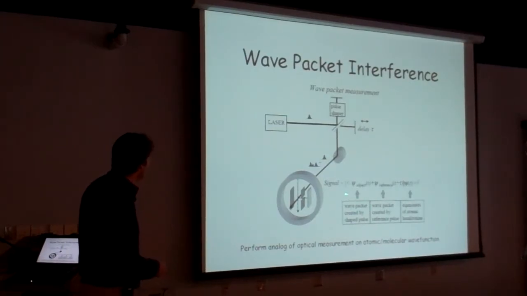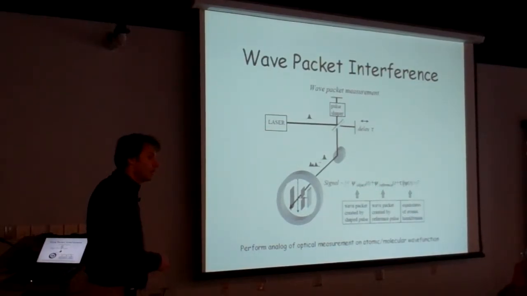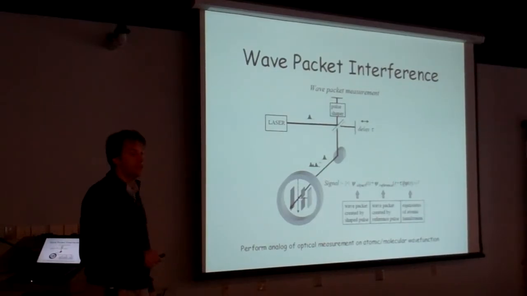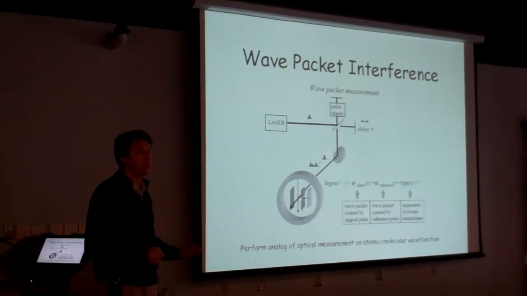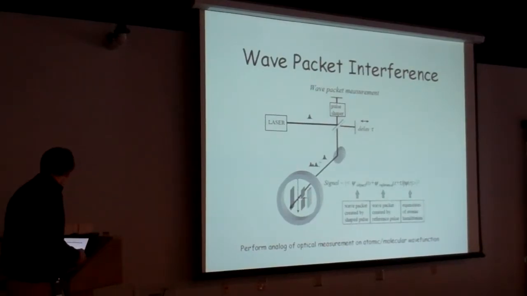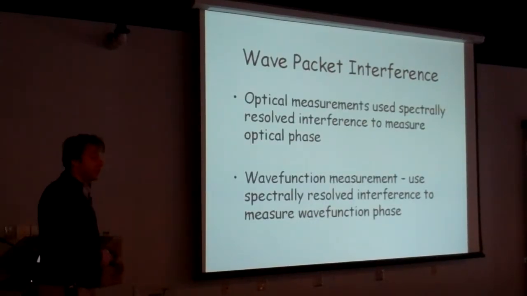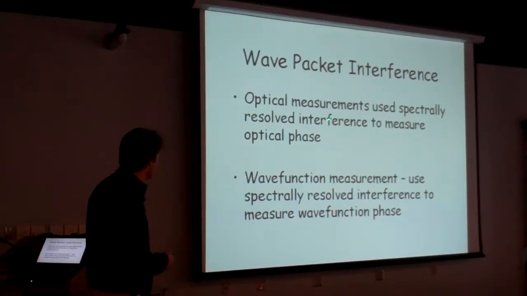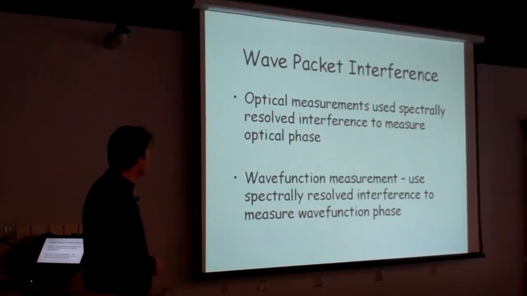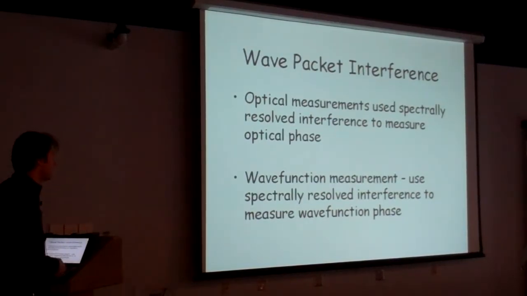Okay? What I'm going to do is make a similar measurement where I take my object wave function and my reference wave function, which are created by the shaped laser pulse and the unshaped laser pulse, and project those onto the eigenstates of the atomic Hamiltonian. This is my spectrally resolved measurement. Just to say that again, for the optical measurements, I use spectrally resolved interference to measure the optical phase. Here, for my wave function measurement, I'm going to use spectrally resolved interference to measure the wave function phase.